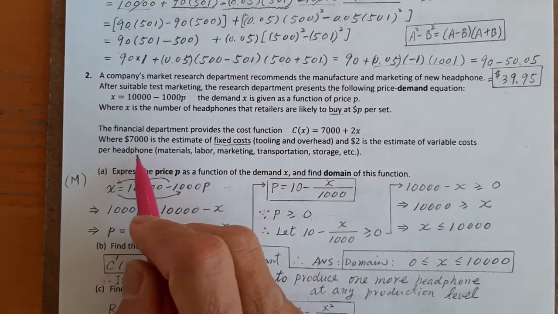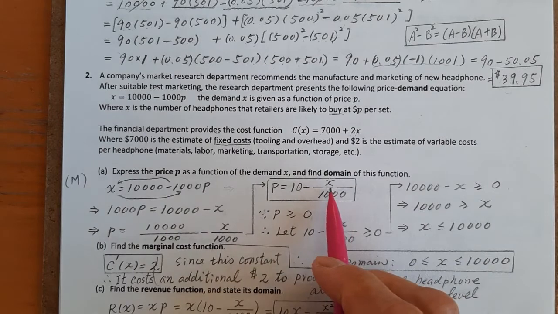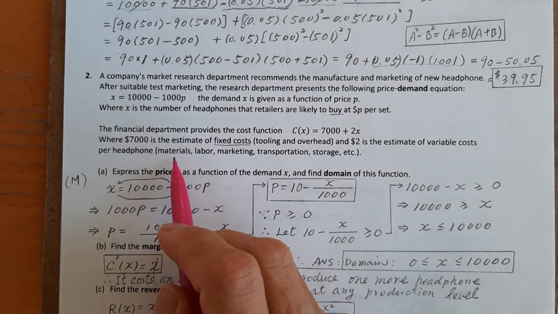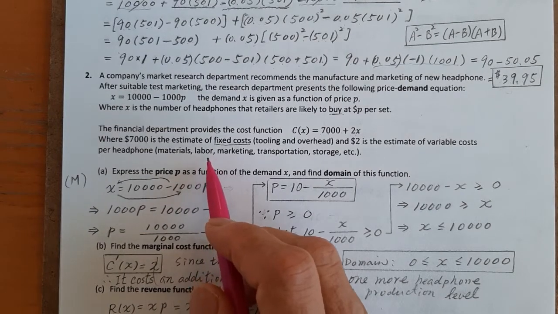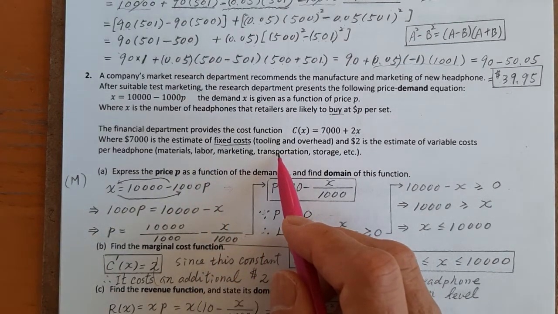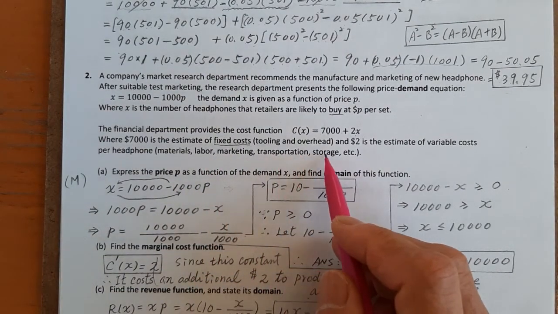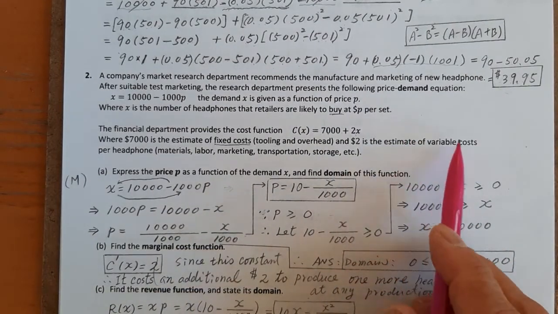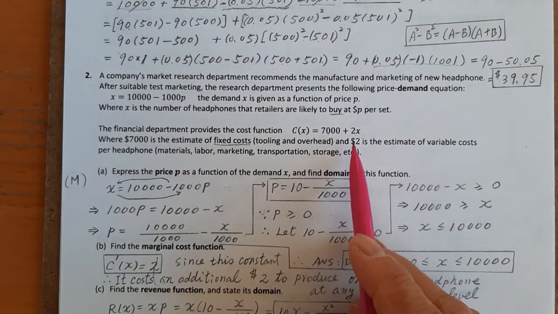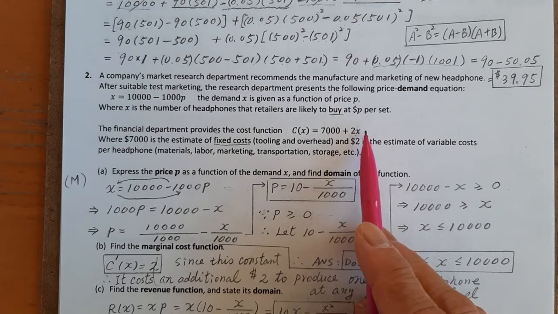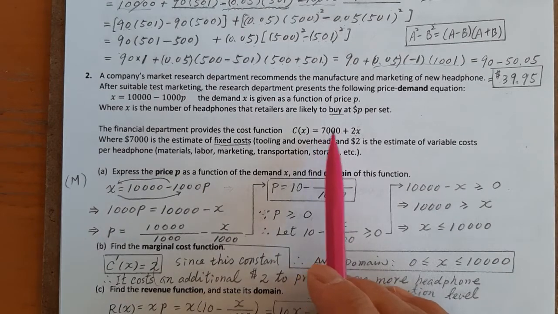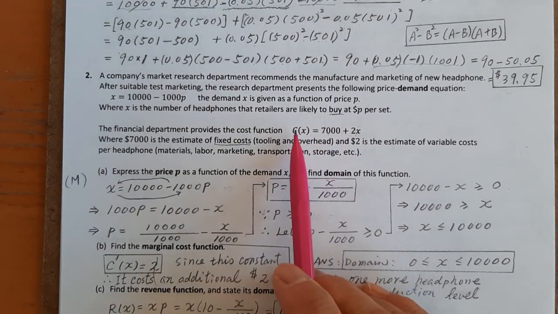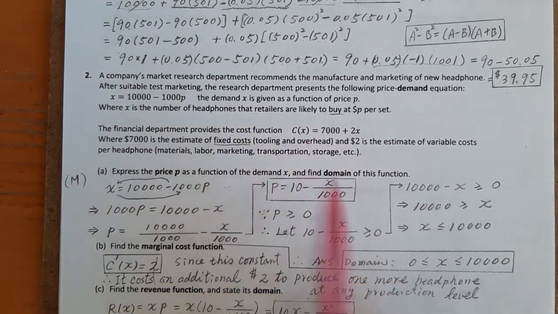Per headphone cost is $2. Making a headphone needs materials, labor, marketing, transportation, or storage. Per headphone cost is $2, and the total is X headphones. So the variable cost is 2 times X. Then add the variable cost and the fixed cost together, and that is the total cost function C of X.